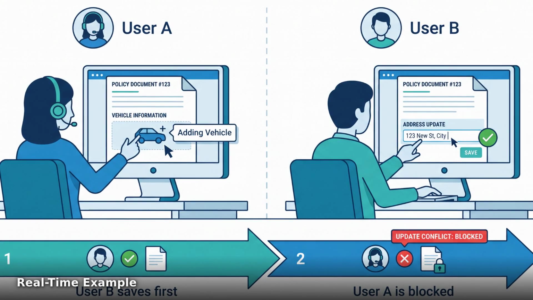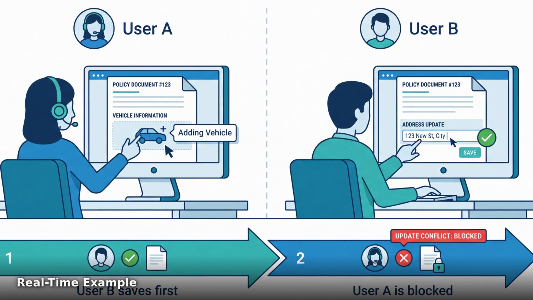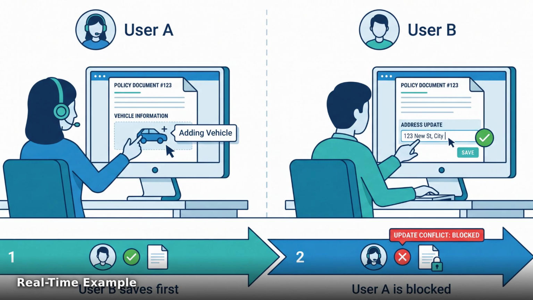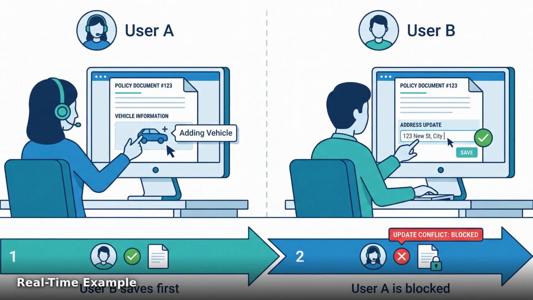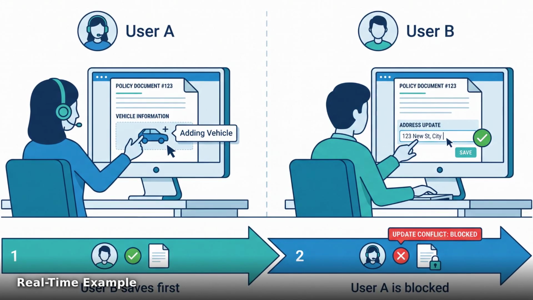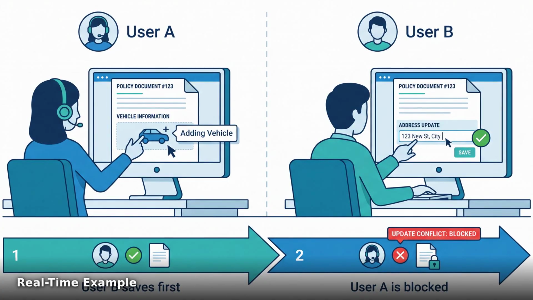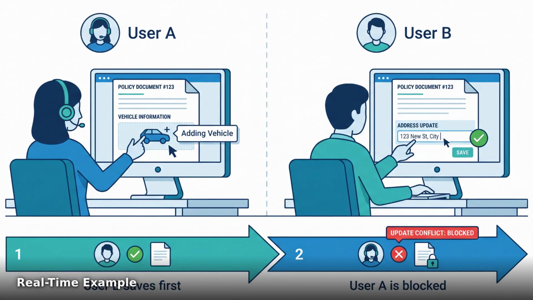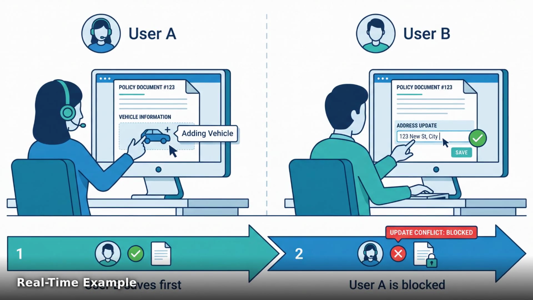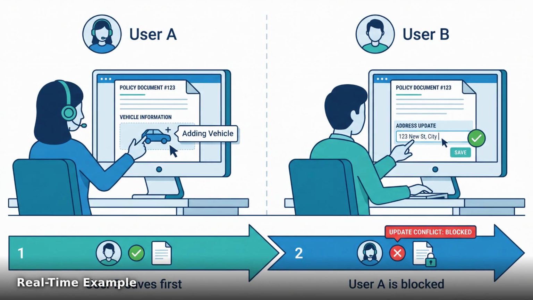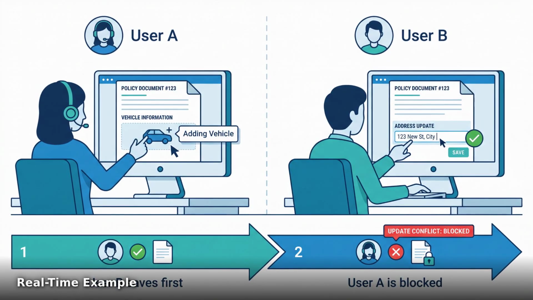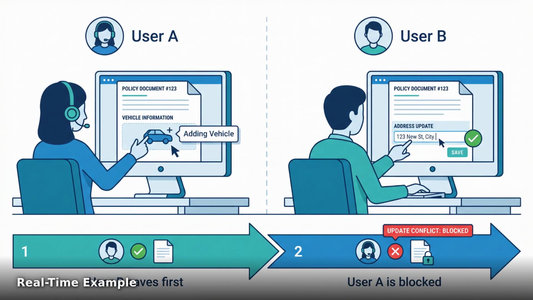Let's take a simple example. User 1 starts a policy change transaction to add a new vehicle. At the same time, User 2 starts an address change transaction on the same policy. User 2 completes and binds their transaction first. Later, when User 1 tries to complete their transaction, the system shows a message that the transaction is preempted. This means User 1's transaction is no longer valid and needs to be restarted.